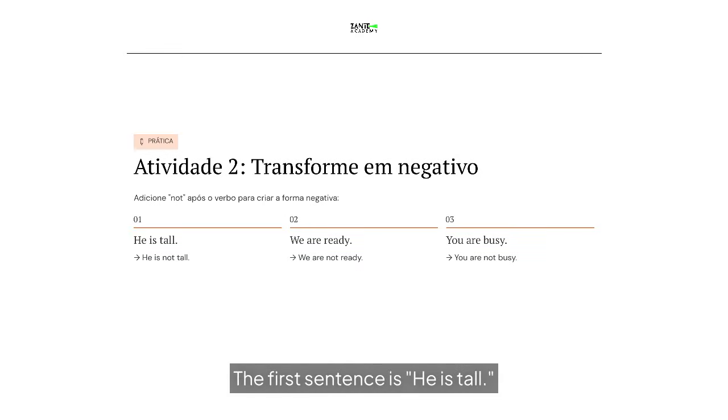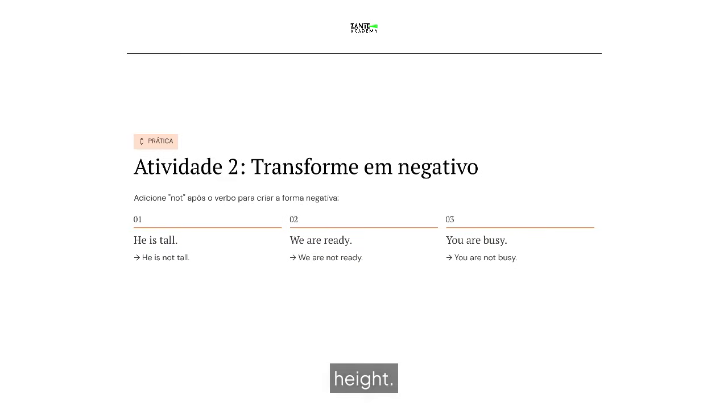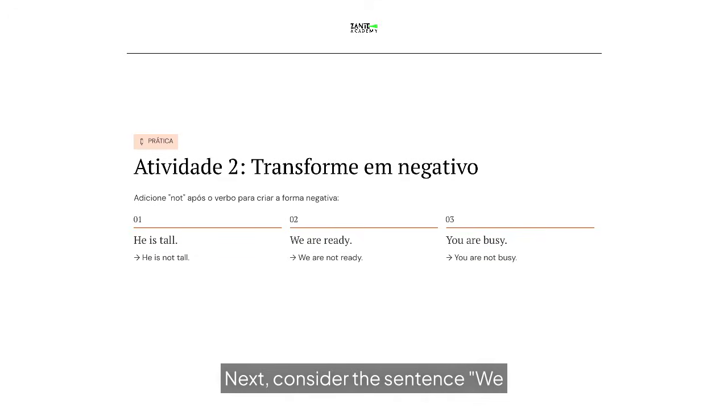The first sentence is "he is tall." To change this to a negative form, simply add not to say "he is not tall." This small addition changes the meaning entirely, indicating that he doesn't possess that height. Next, consider the sentence, "we are ready." In a situation where you're not prepared, you would say, "we are not ready."